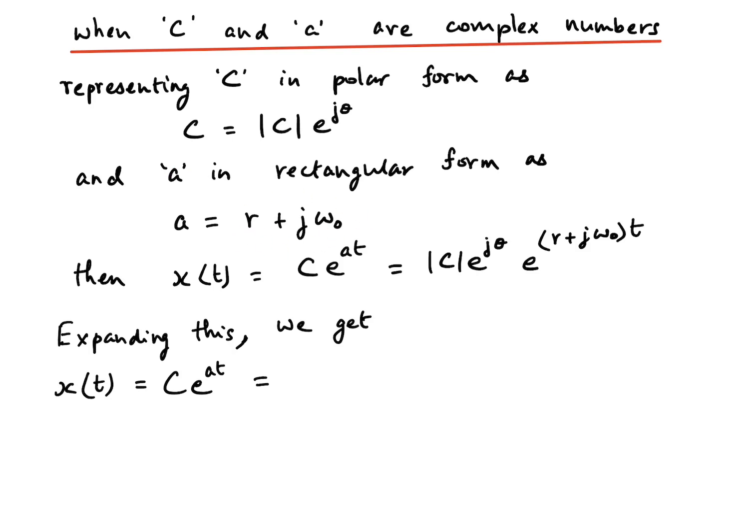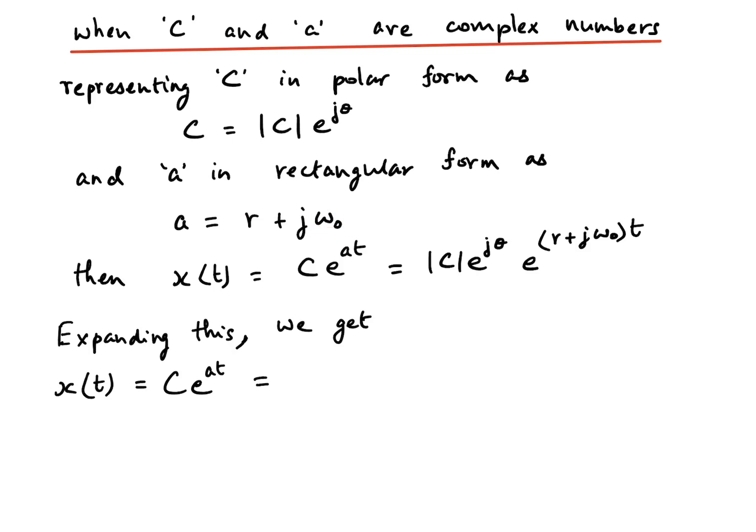In the polar form, you represent a complex number by its magnitude and phase. So the magnitude of this complex number is magnitude of c, and the phase of c is denoted as theta. So in polar form we have magnitude e power j times the phase. And in the rectangular form, we represent this in terms of the real and imaginary parts. So the parameter a is represented in rectangular form as a equals r plus j omega naught, where r is the real part and omega naught is the imaginary part of this complex number.